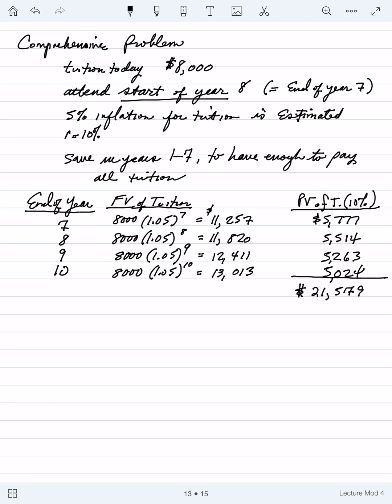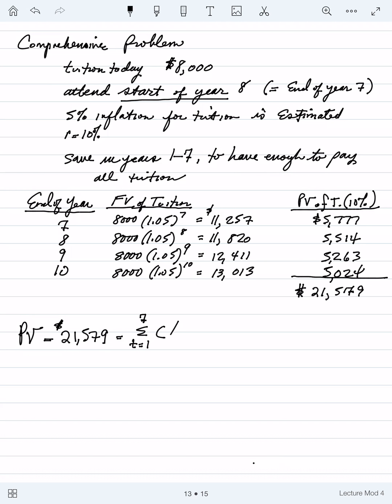If you save the same amount each year, think about how much you need to save at the end of each year for the next 7 years to get this necessary amount. Instead of all of it in one block, save the money each year, right? So we know we've got the present value, 21,579. And that's going to be equal to, if you were saving at a constant rate between years 1 and 7, you'd have to solve for C here.